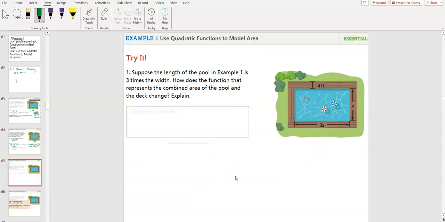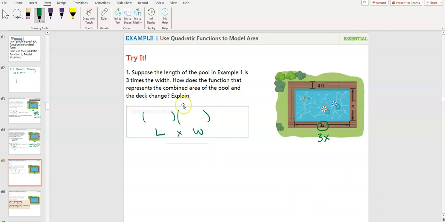Okay, so now you try. Suppose the pool length in example 1 is now 3 times its width. So instead of 2x, we have 3x as the width. How does the function that represents the combined area of pool and deck change? So go ahead and write out that function for the pool and the deck. Remember, you're going to end up writing 2 binomials that you're going to multiply together, one for the length and one for the width.